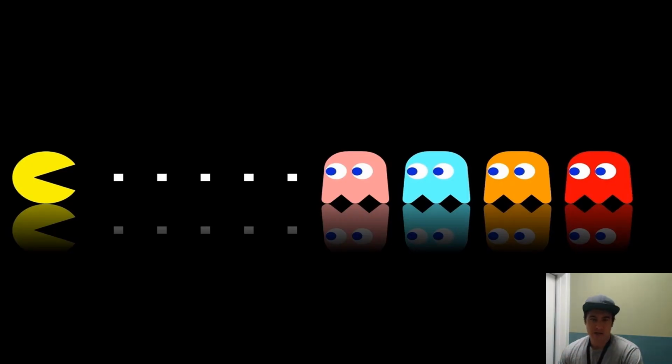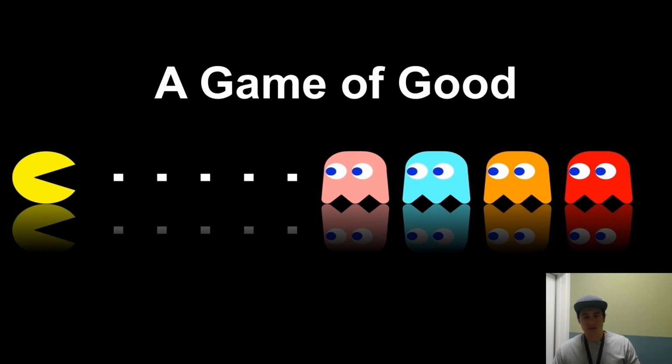Okay, so that's the lymphatic system. Now we're going to look at how it contributes to fighting off baddies. So we're going to look at this game of good and evil.